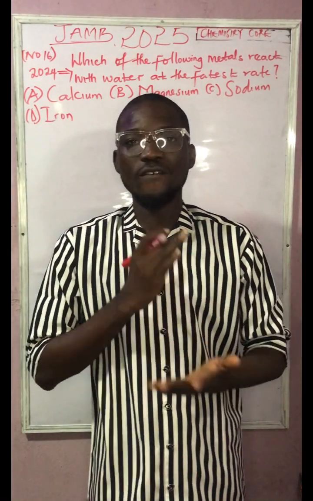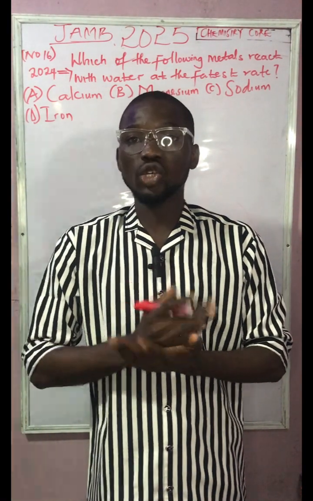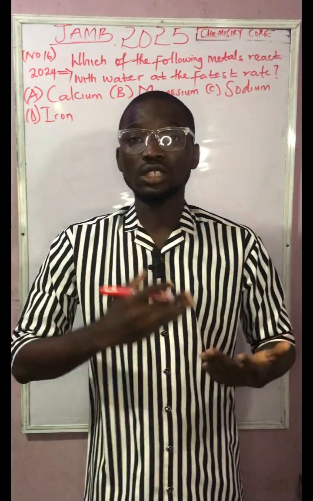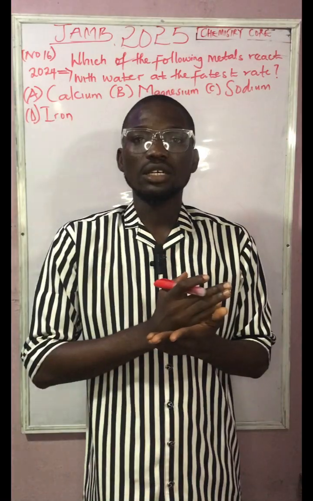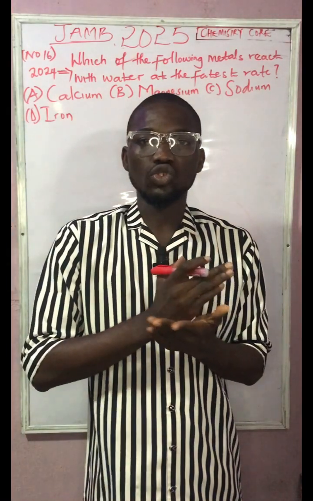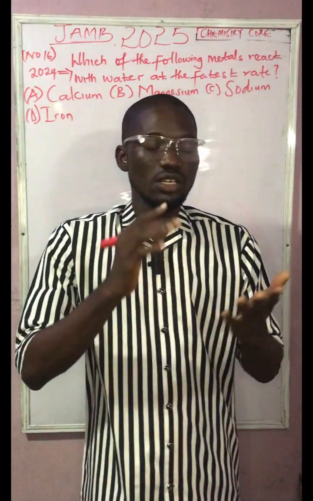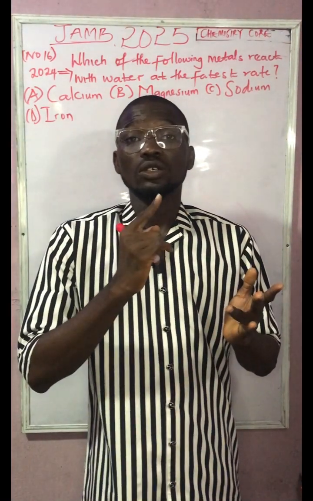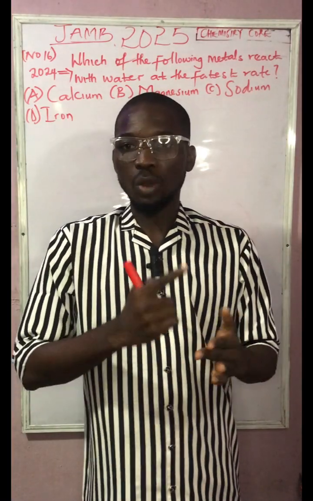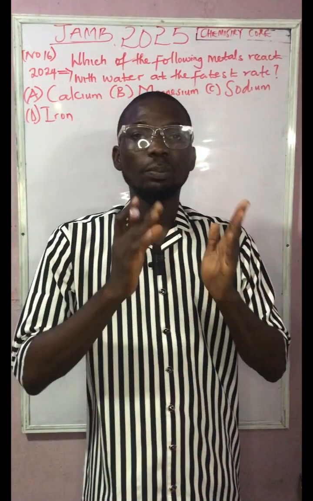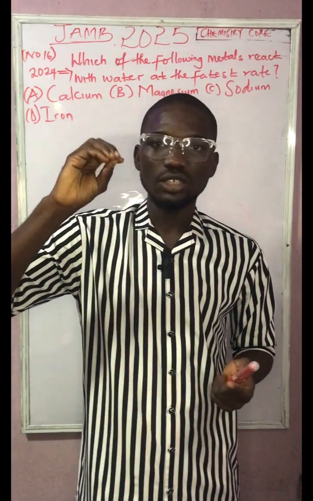Potassium reacts faster than sodium, magnesium, iron, and calcium. And why is it that potassium has the highest rate of reacting with water? Because in the order of reactivity, we have sodium, potassium, lithium, calcium, magnesium. But potassium has the highest priority to react fast with water.